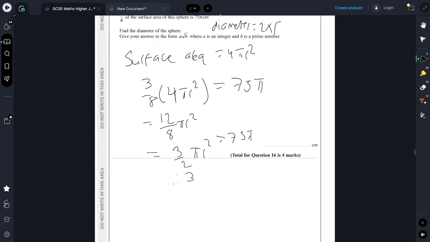3/2. Oh, that's a bit messy. 3/2 r squared is 75. Then, if you want to get r squared, times by 2/3. Because bear in mind, if you do 2 times 3 times 3/2, it gives you 1. They cancel each other out, so you're just left with r squared. Okay, great. So 2/3 times 75. Well, what is that? 2 times 75 is 150 over 3.